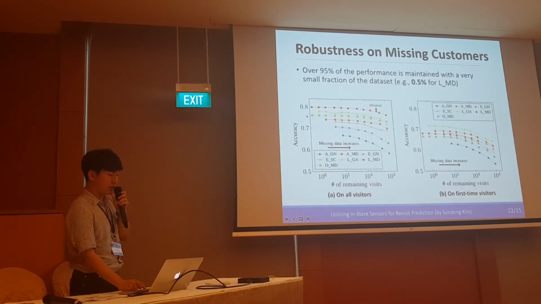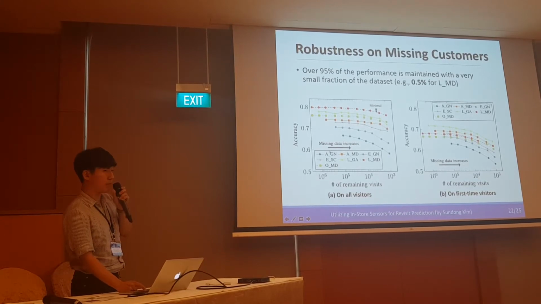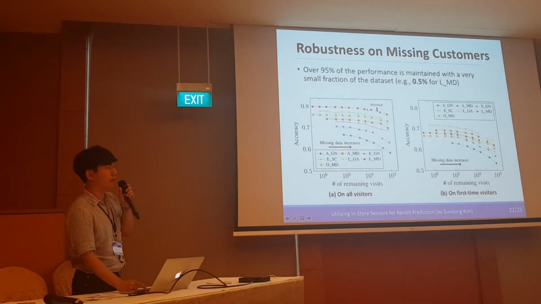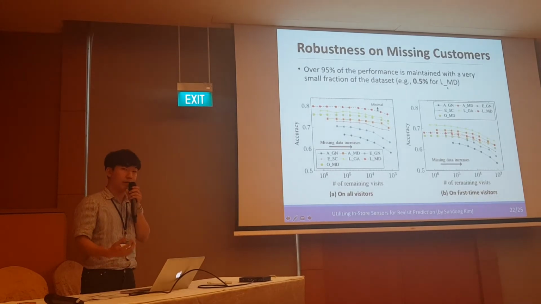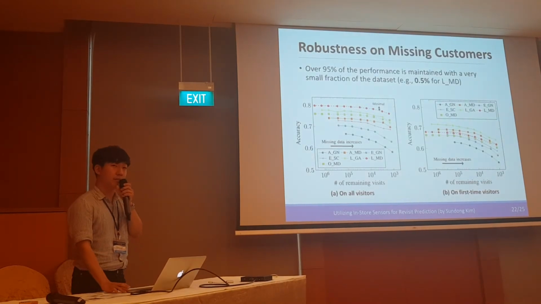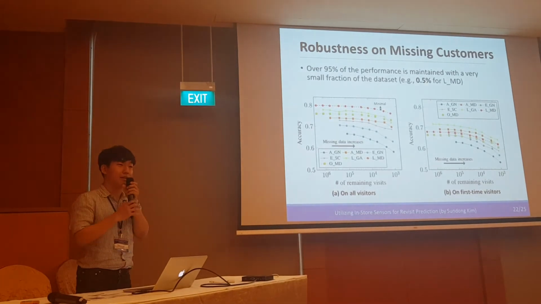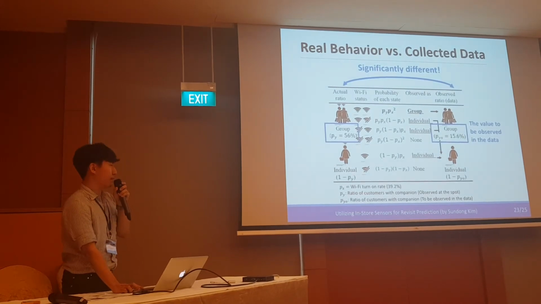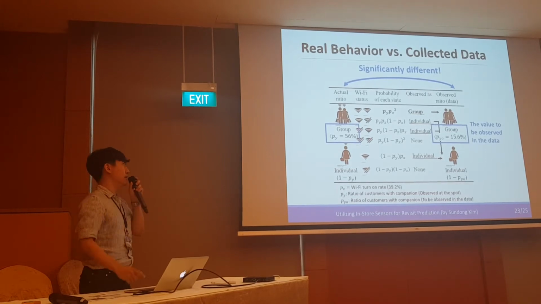We found that performance is almost similar when we use a million-size data set and when we use around 10,000. So for a certain store, only 0.5% of the customers are needed to guarantee a certain amount of accuracy. The good news is that we are going to release some part of the data set for future revisit prediction research. And for practitioners, it's important to see some bias inside the data set.